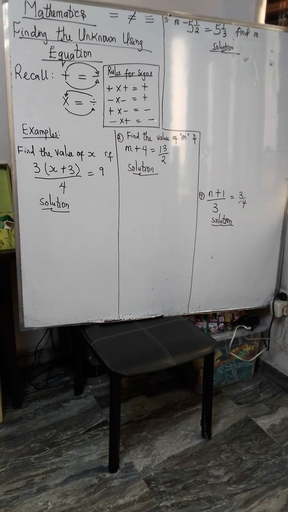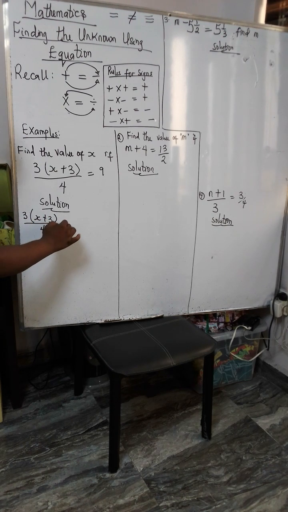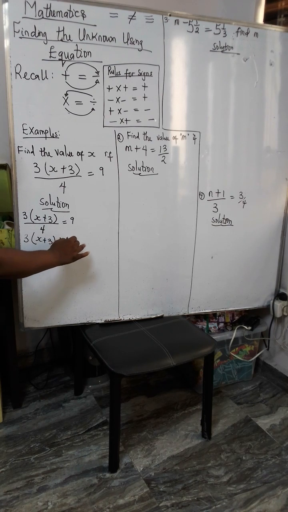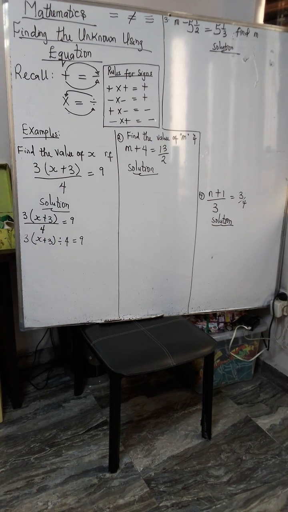So to solve for x here, remember this is 3 times (x plus 3) over 4 equals 9. Let's remember that over is the same thing as division. Over means division, and everything here is over 4. So I can as well say this is 3(x plus 3) divided by 4 equals 9, and what I'm looking for is x.